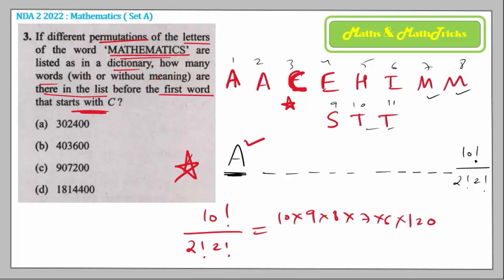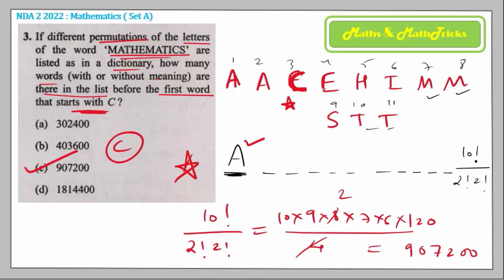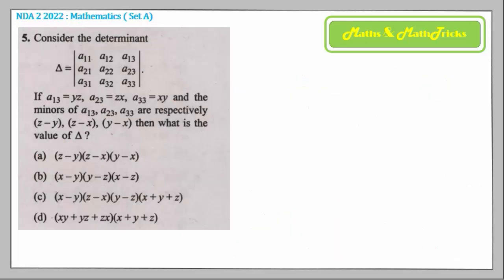5 factorial you must remember is 120, divided by 4, because 2 factorial is 2 and again 2 factorial is 2, so 2 2s are 4. If you simplify this number, you are going to get 9,072,000. So hence the answer is option C. See, you need not make words starting with C, because they ask how many words before the word that starts with C. Okay. Question number 5.